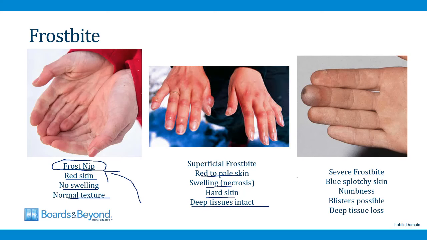When frostbite becomes more severe, that's when blue, splotchy skin can develop, like shown in this picture on the screen here. The fingers can become numb, blisters are possible, and when the frostbite's severe like this, that's when there's usually deep tissue loss that often leads to a need for amputation.